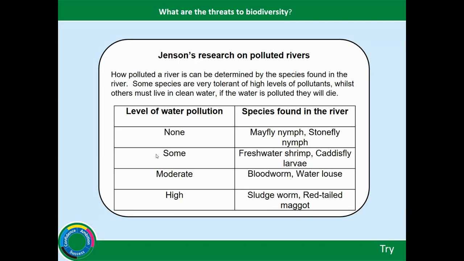So if you look here, the level of water pollution, none means it's clean water, and these are what we have: mayfly nymph, stonefly nymph. However, if the water is highly polluted, we have sludge worm, red tail maggots. Those are the things that live in highly polluted water. I can leave this for you. Please pause the video and read it yourself and study it.